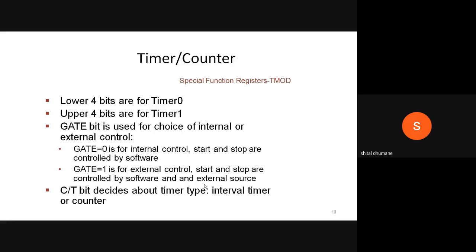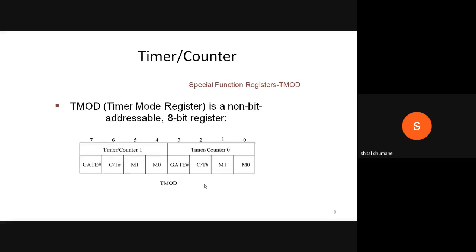So C slash T bar is there, and T bar is active low. Whenever you give 0 to that pin, at that time it will be activated. So when this bit is 0, it will act as a timer, and if you give 1, then it will be a counter. So these are the first 3 bits: M0, M1, C slash T bar.